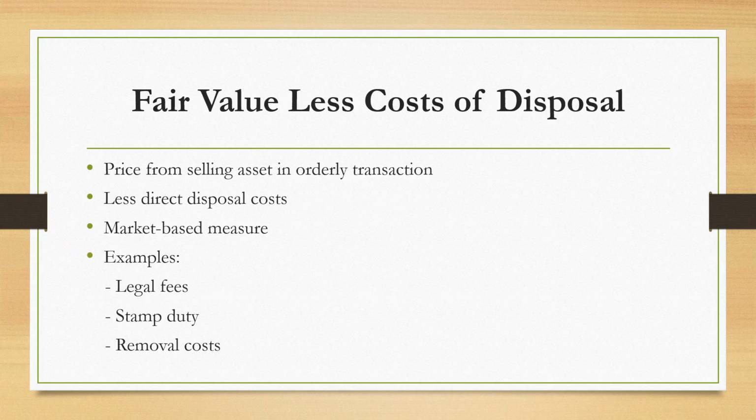Fair value less costs of disposal represents the price we could get from selling the asset in an orderly transaction, minus any direct selling costs. These costs include things like legal fees, stamp duty, or removal costs. It is a market based measure and reflects what external buyers are willing to pay.